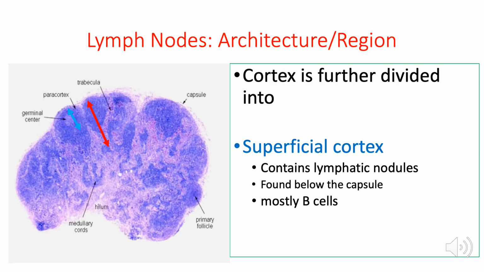The cortex of the lymph node is further divided into superficial and deep. Please refer to the blue arrow. The blue arrow is situated on the superficial cortex of the lymph node. That particular area primarily contains B cells, and the B cells are arranged in a lymphatic nodular pattern.